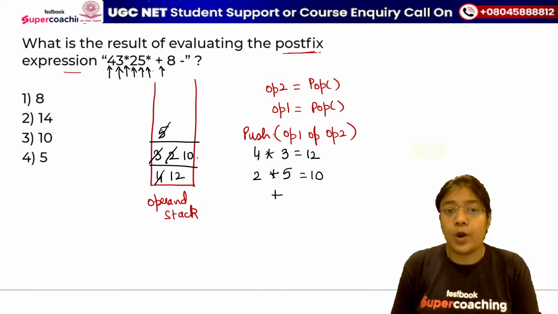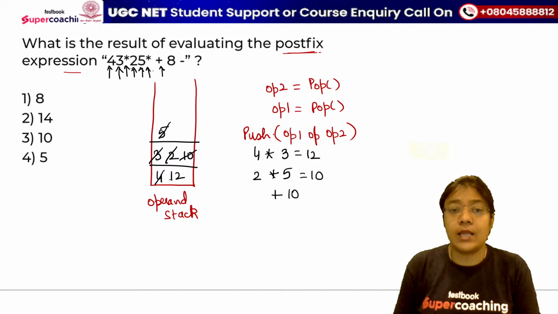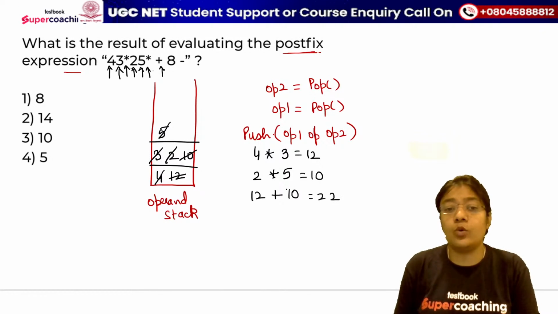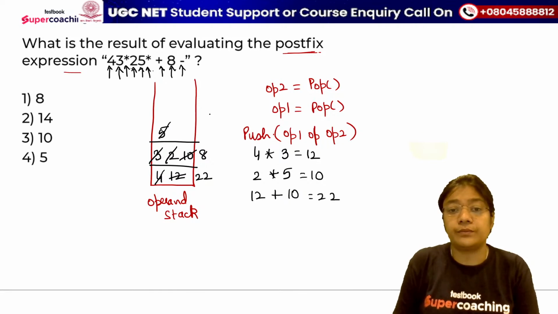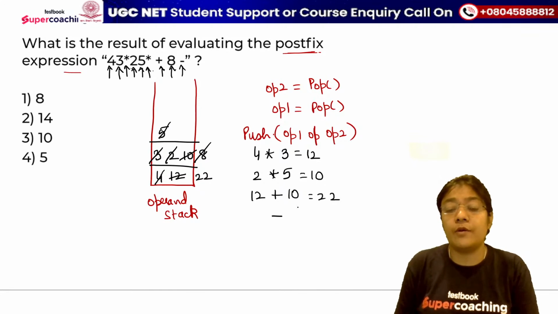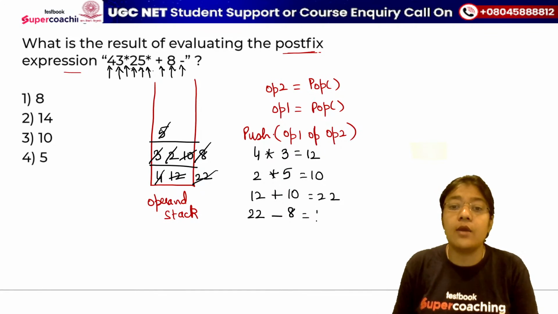For plus, pop out the top element, that is 10. Pop out the next element, that is operand 1. So here we get 12 plus 10 is equal to 22. 22 will be pushed back in the stack. Next is operand, push it into the stack. Then we are getting the operator. Pop out the element. First pop will give you operand 2 and then operand 1. 22 minus 8 is 14. So 14 will be pushed back in the stack.